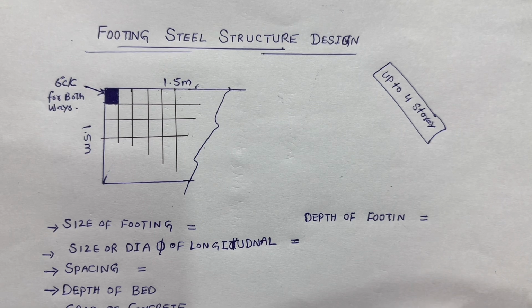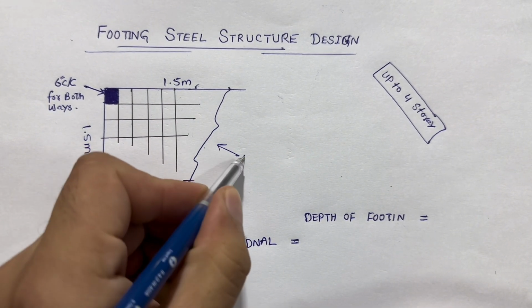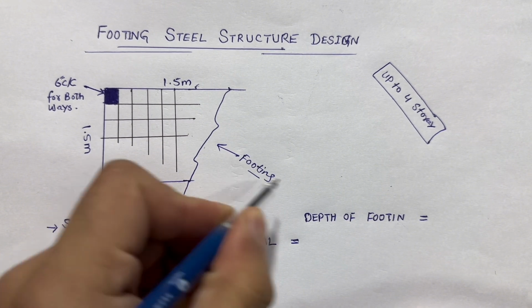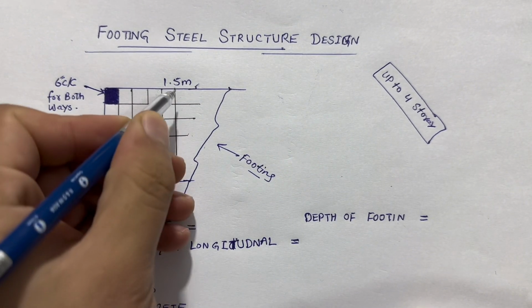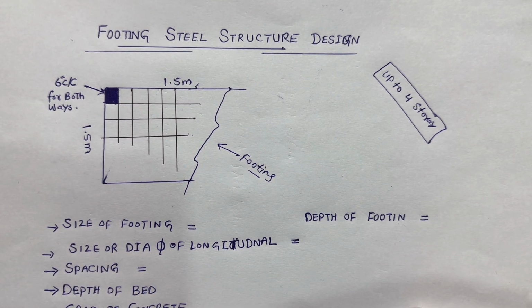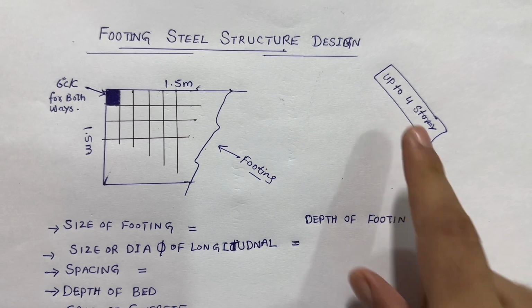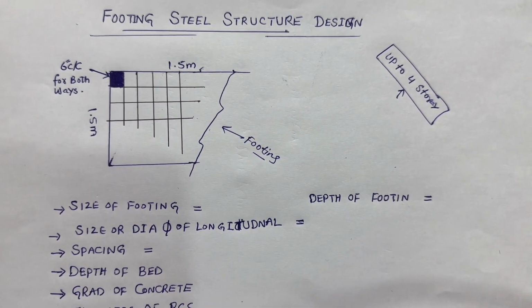Okay. If you see, guys, this is footing. So the size of footing up to a 4-story residential building, not for a commercial building, should not be less than 1.5 meter by 1.5 meter. You can say this is about 5 feet by 5 feet for a normal residential building up to 4-story. This is very important to know.